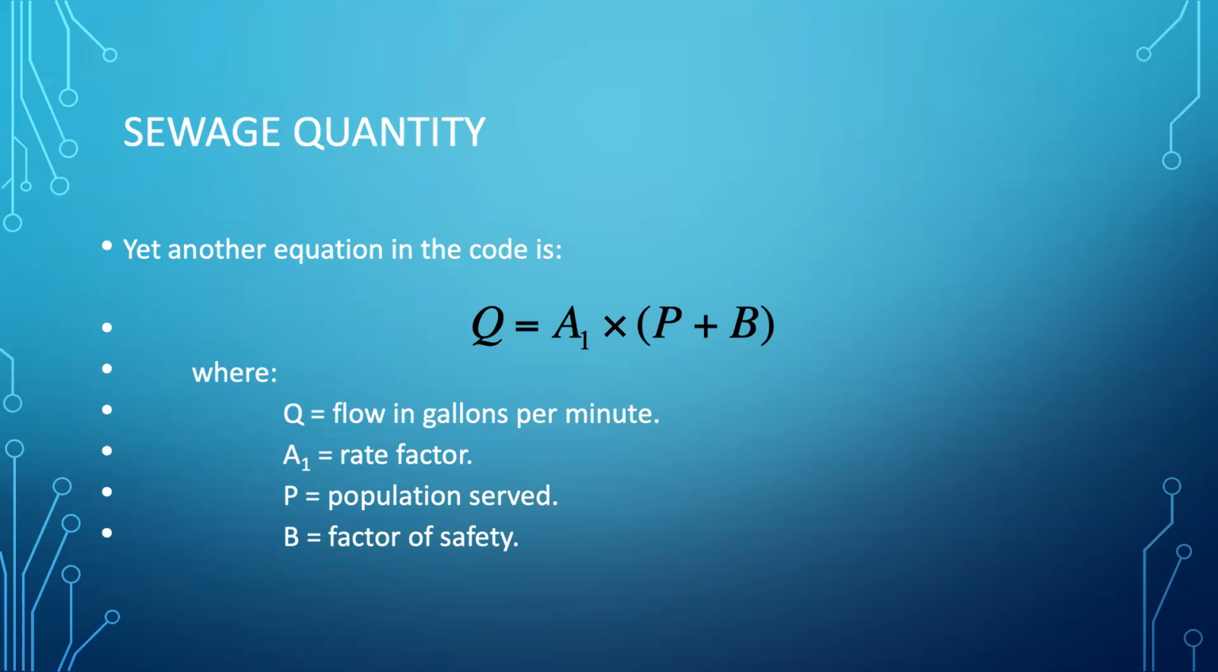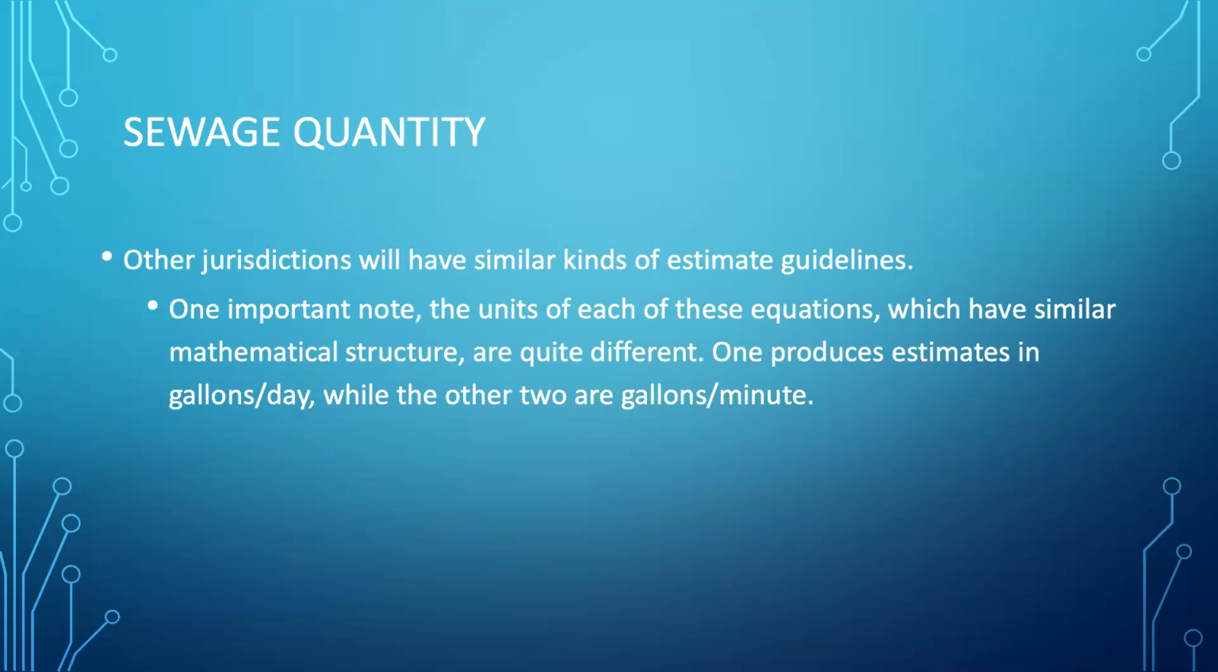And so here's yet another equation in the code. Q, A, P, and B. This one's in gallons per minute. P is population served, and I'm pretty sure it's going to be in thousands, but I'd have to go look up the formula again. And it doesn't matter which one you use. Just be cognizant of the units involved. Other jurisdictions other than Texas are going to have similar kinds of estimation guidelines.